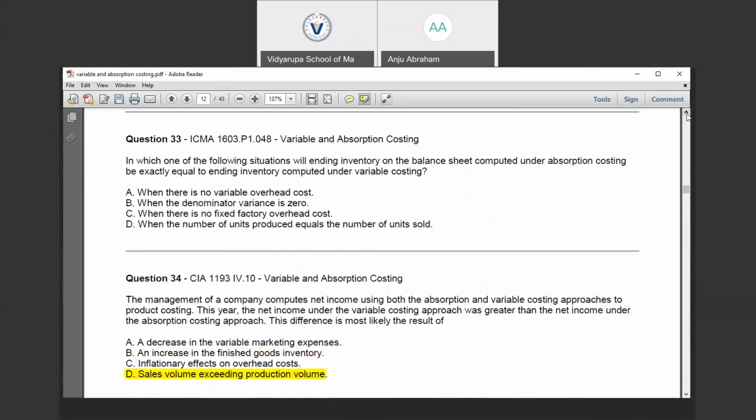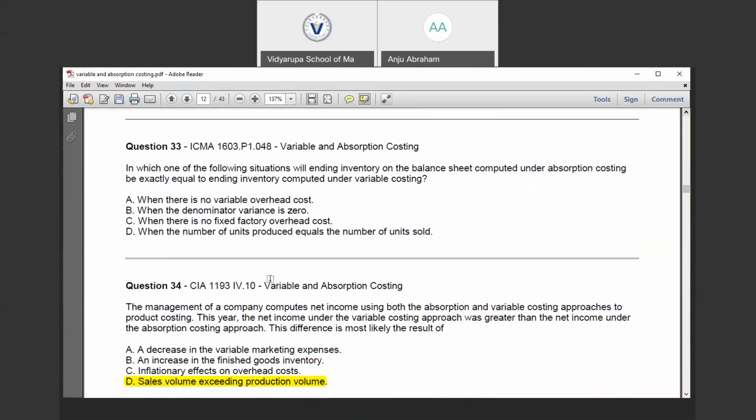Go to the next question, question number 33. In which one of the following situations will ending inventory on the balance sheet computed under absorption costing be exactly equal to the ending inventory computed under variable costing? So, in which situation would the ending inventory value under variable costing and absorption costing be equal?